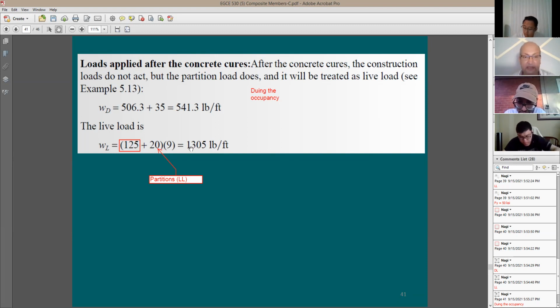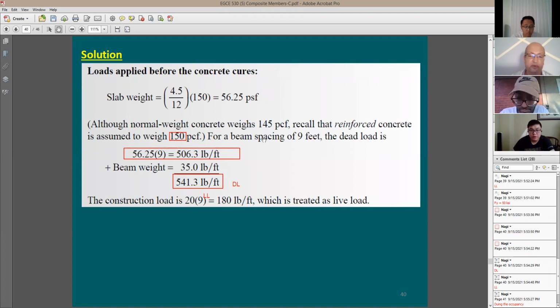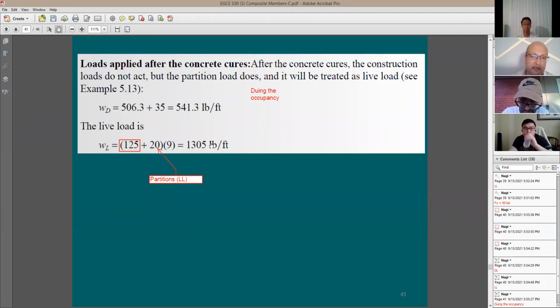How about dead load? I'm going to say dead load is going to be the 506.3. What is this 506.3 plus 541? Let me go back here just to review the numbers. Well, these are the same numbers, right? There is no additional dead load. You remember previously in our homework, we had an additional dead load. Let's say that you have a ceiling, right? This ceiling is going to be added after construction, during occupancy. So during construction, this additional dead load is not going to be used. During occupancy, it's going to be used.